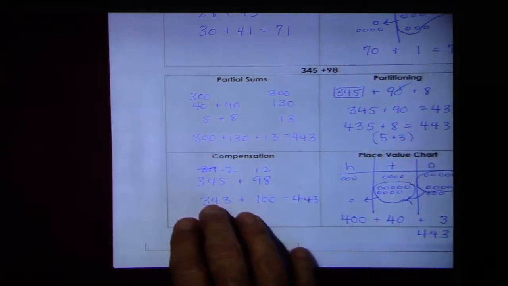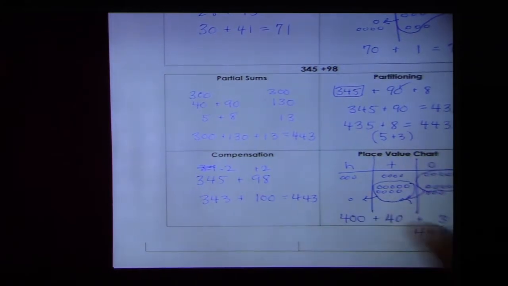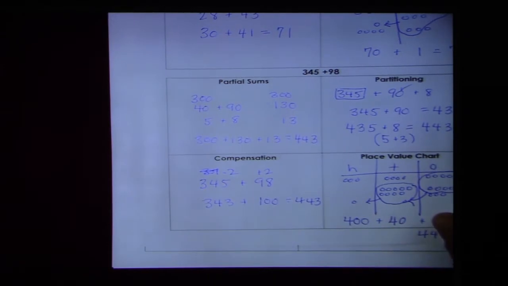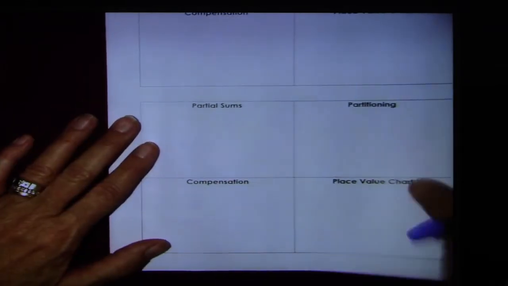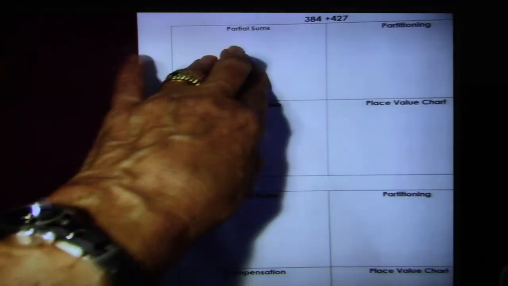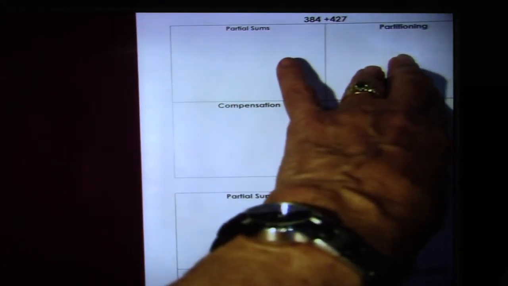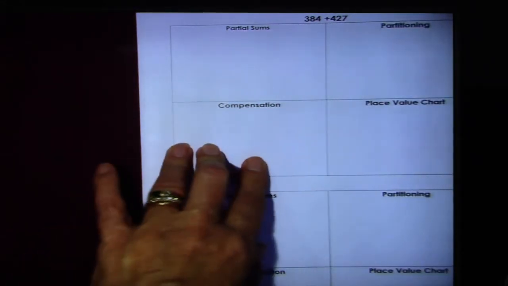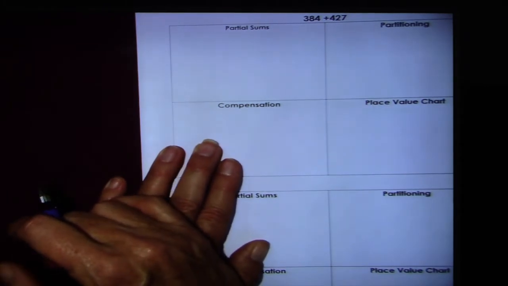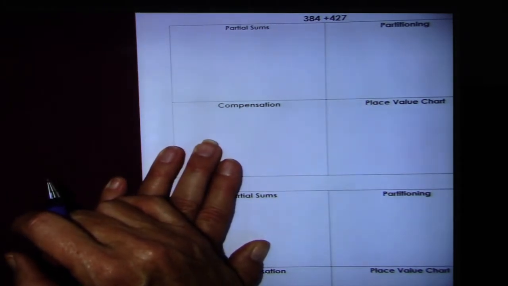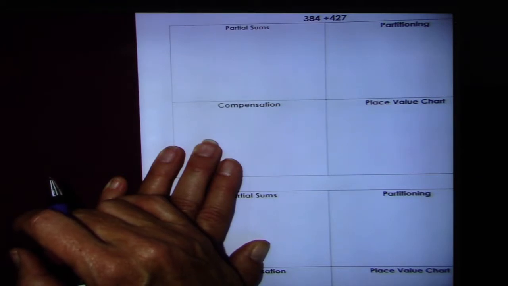Then we're going to go to compensation. And what they're going to discover with doing all these is there are some problems that these just don't work as well for. Such as 384 plus 427. Can we agree that we know how to break it apart and put it together? We know how the partitioning works. I want you to think about compensation. Can I make either of these 2 numbers easy? And when I mean easy, to the hundreds place now.